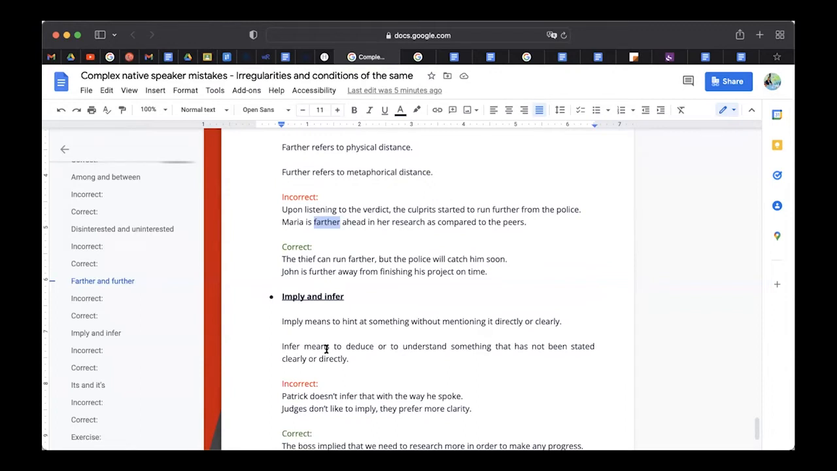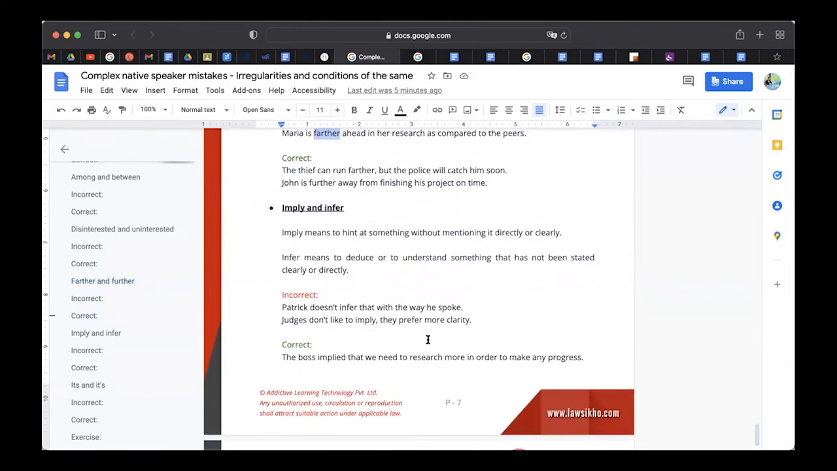Okay. Moving forward, the difference between imply and infer. Anyone?